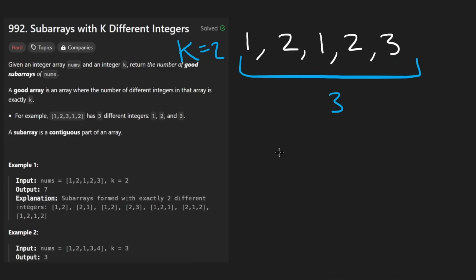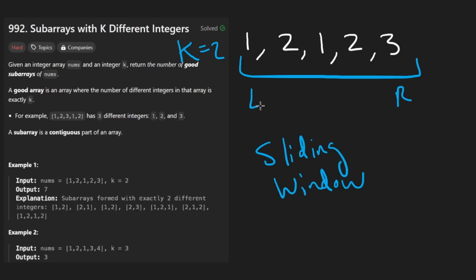So what do we do? Well, based on the previous problems, it kind of seems like a sliding window problem, doesn't it? Keep track of 2 pointers, right pointer, left pointer. And at this point, you can imagine we have too many distinct integers. So let's start shrinking our window. Let's shift that left pointer. Pop 1, left pointer is over here. We still have 3 distinct integers. Pop this, left pointer is over here. Still 3 distinct integers. Pop this, left is over here.